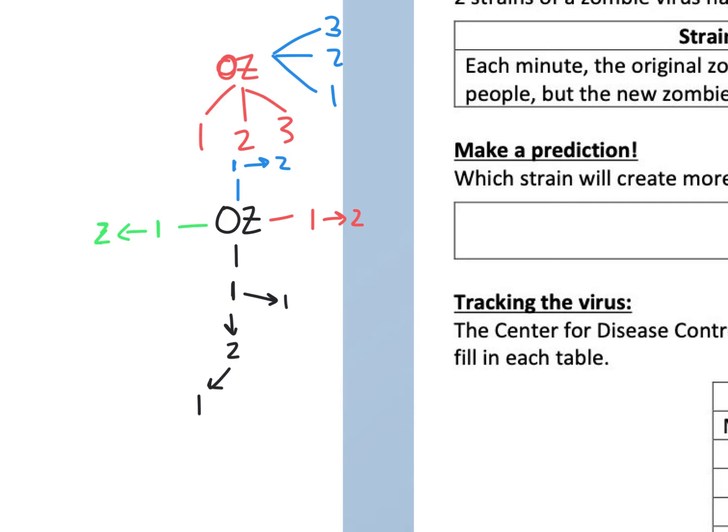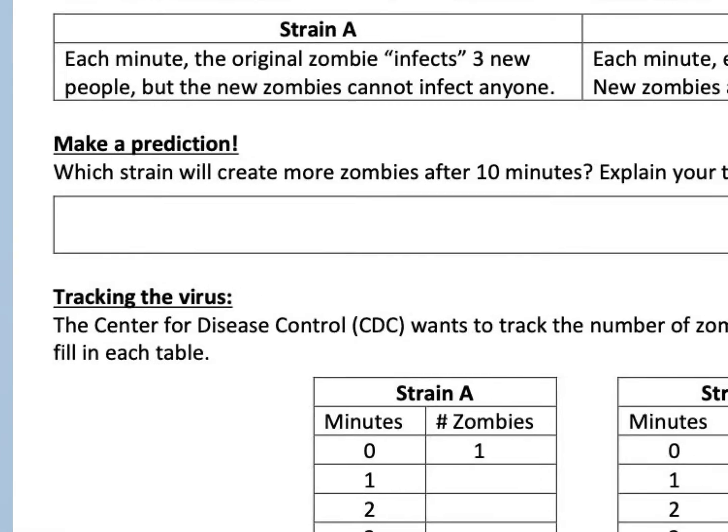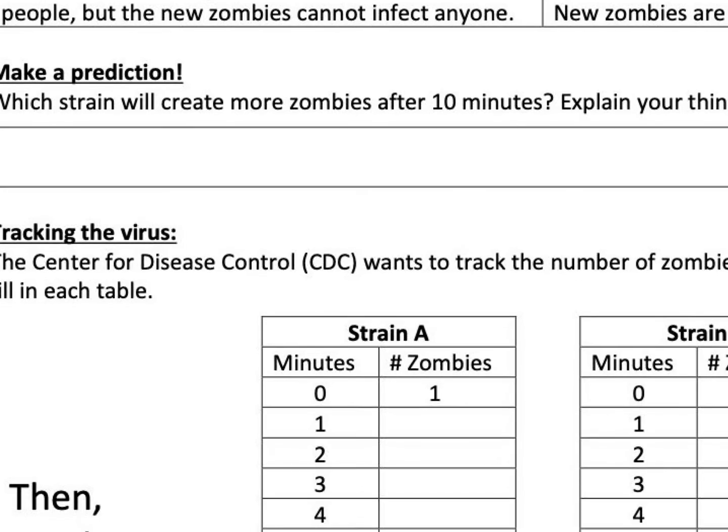So what I want you to do, looking at those 2 pictures, is which strain do you think will create more zombies after 10 minutes? Just write it down, A or B, and then we're going to look at some examples, and we'll go from there as to what does that look like and were you correct.